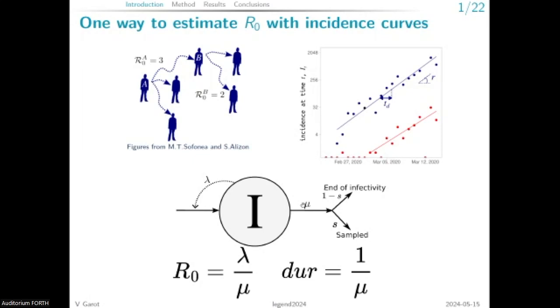For now, we are interested in just a birth-death model with sampling, a really easy one, but we want to estimate the R naught and the duration of infection according to this model.